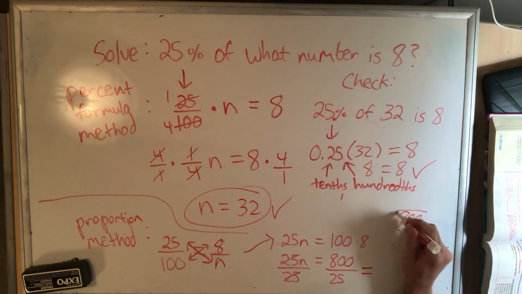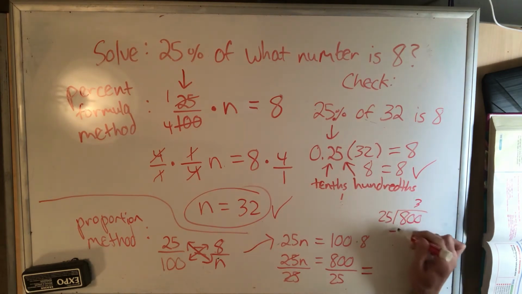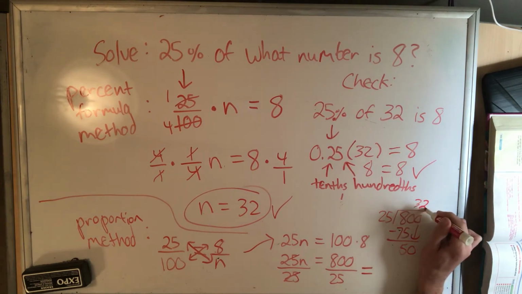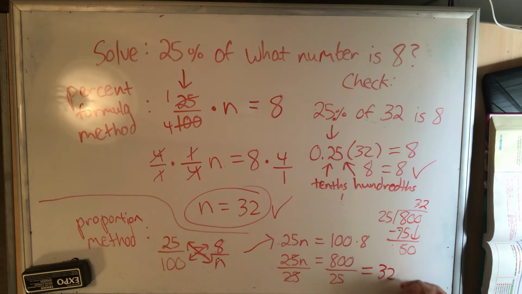let's work that out. 25 goes into 80 3 times. 3 times 25 is 75. 80 minus 75 is 5. Bring down the next digit. 25 goes into 50 exactly 2 times. And there are no digits left to bring down, so we can stop there. So 32. So n equals 32.